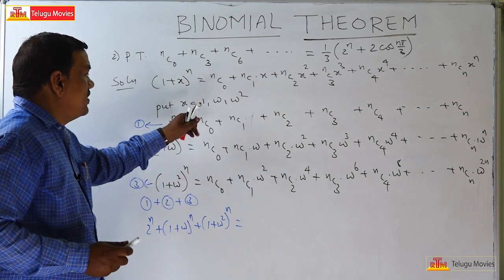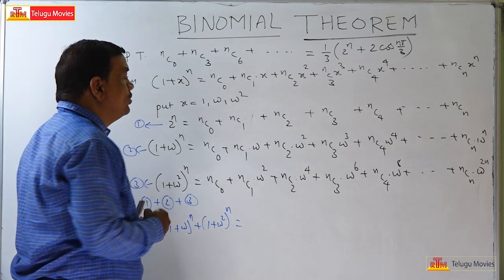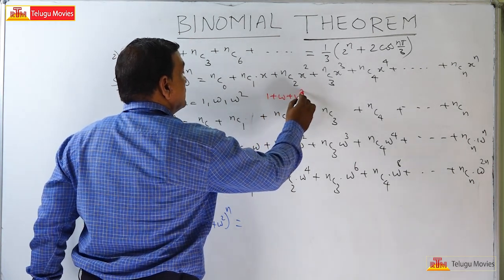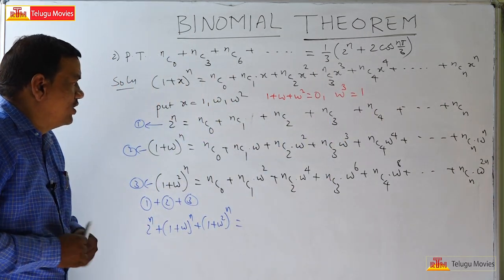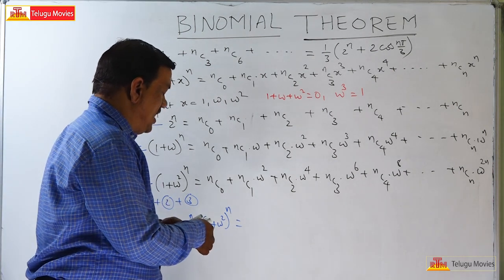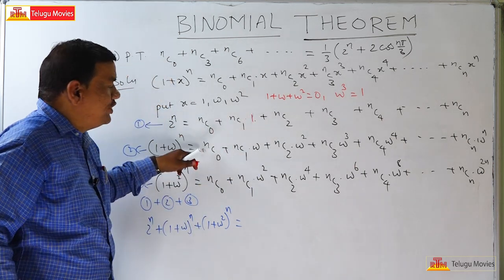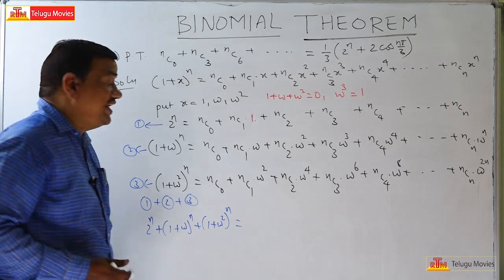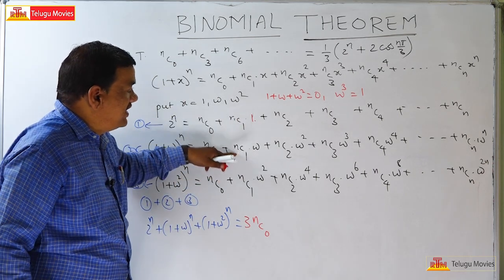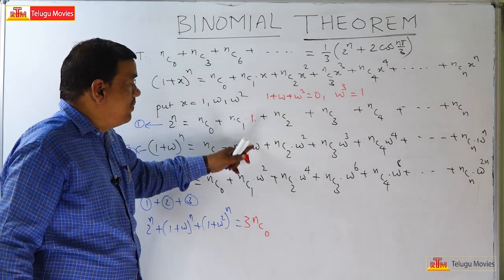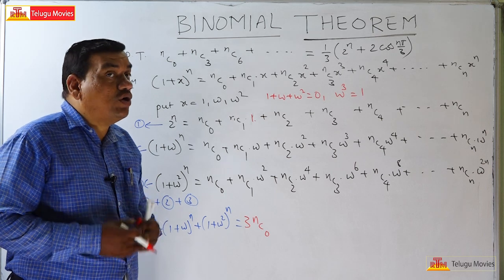If you observe, since 1, omega, omega square are the cube roots of unity, we have the two results: 1 plus omega plus omega square is equal to 0, and omega cube is equal to 1. Those results we have. So, if you add here, see here, nC0 plus nC0 plus nC0, 3 times nC0. See here, you can take nC1 common outside; 1 plus omega plus omega square value is equal to how much? 0. Therefore, nC1 into 0, you will get 0.